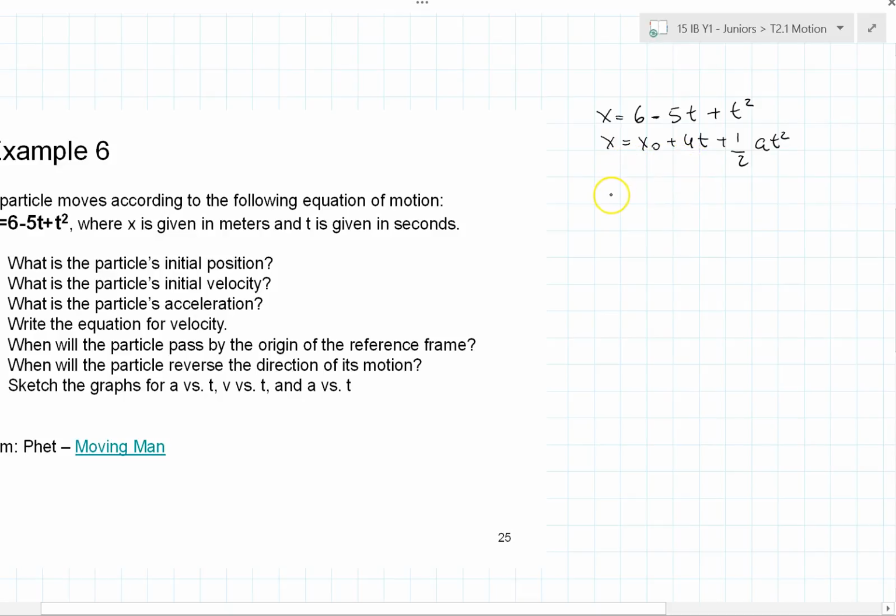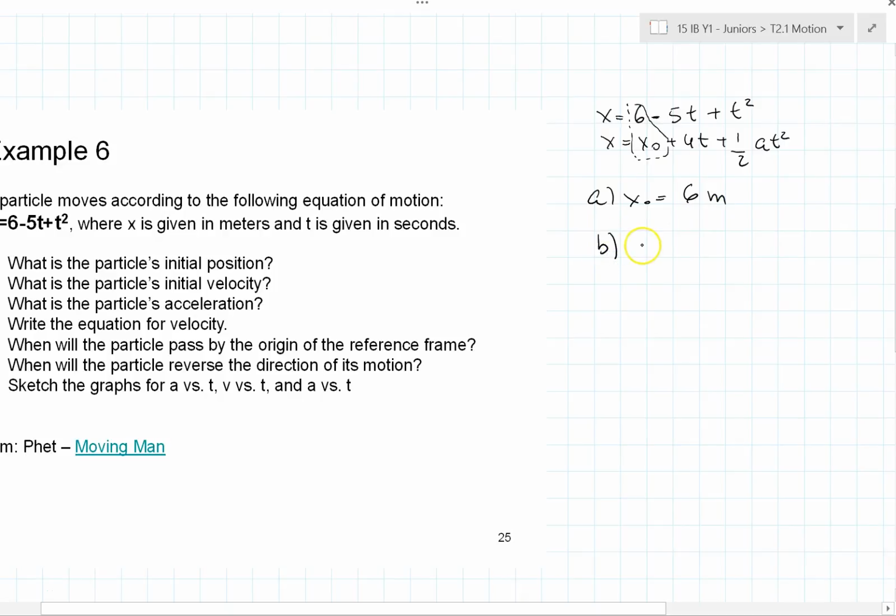The standard IB format is basically S equals ut plus 1/2 at squared. Okay? But for this problem here, I need the equation in non-IB standard format. So to answer part A, the initial position, which is a starting point, I just compare the two equations, and that initial position is going to be 6 meters.